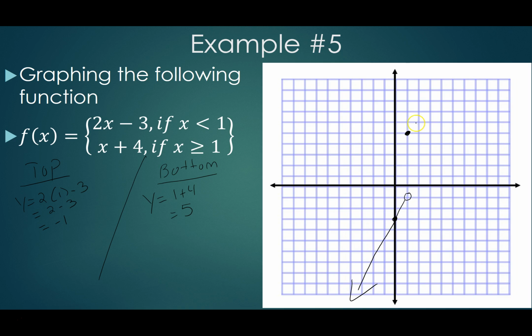Slope is positive 1, so we go up 1, right 1, and there's that graph right there. So this would be the final version of our piecewise function graph. We're using 2 different components to it.